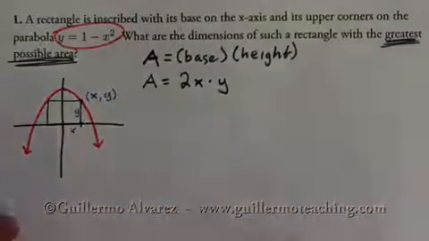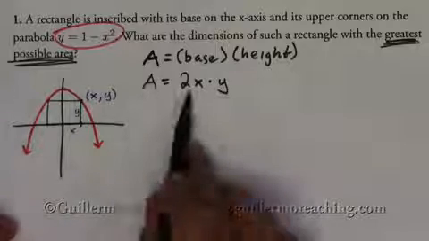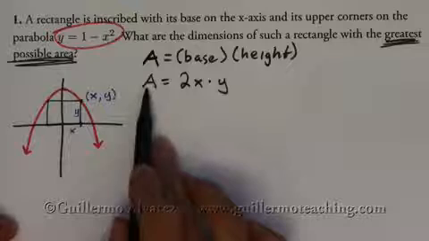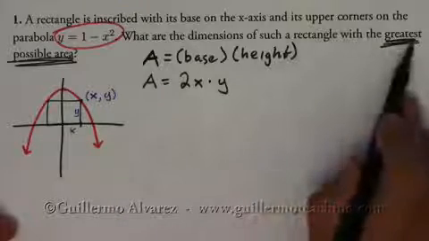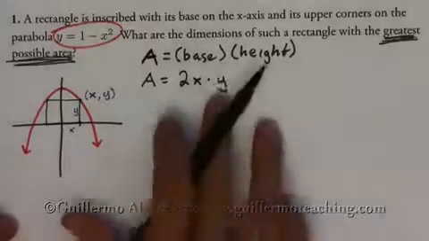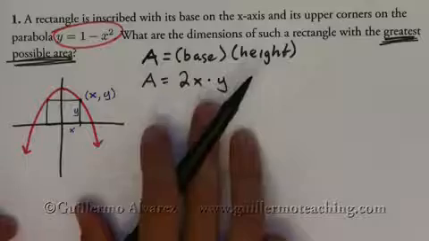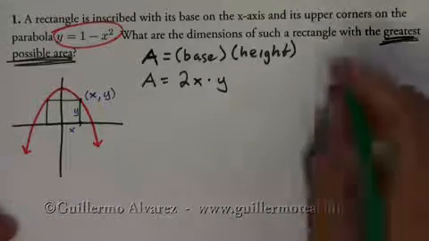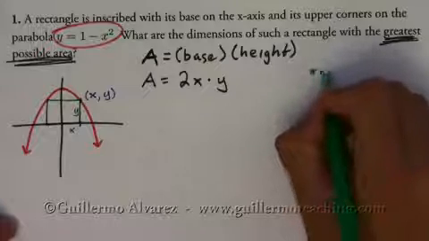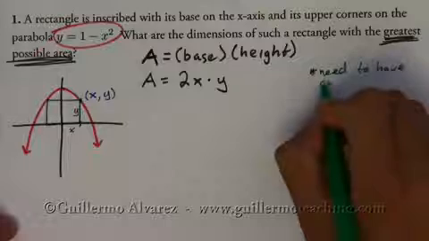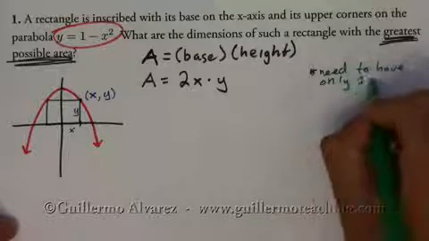Then you take the derivative of the function that you're trying to maximize or minimize. In this case, we're trying to maximize it, but we can't take the derivative here because we have two different variables. So we need to write this as a function of only one variable.